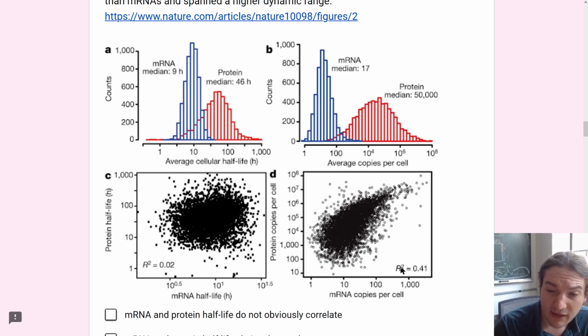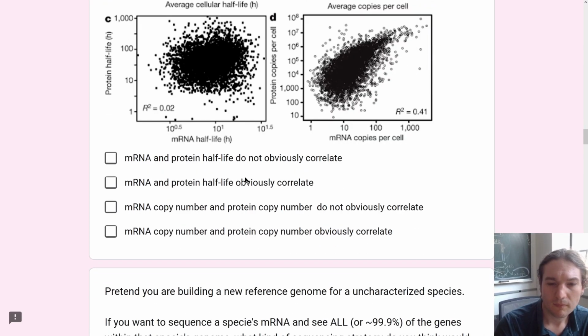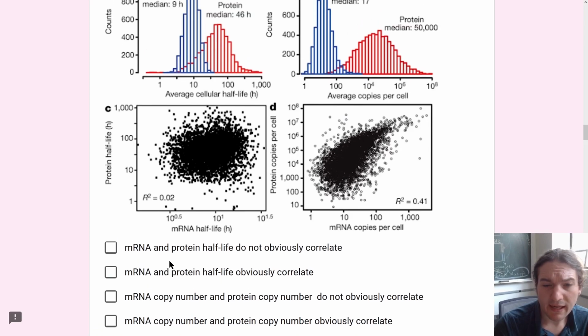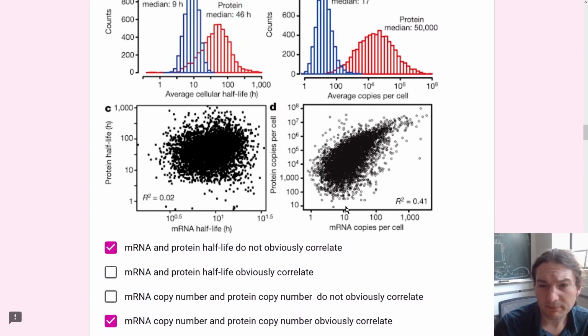Now, on the other hand, the R squared here is 41%, which is saying that our mRNA copy number strongly correlates with our protein copy number. I've also shown here the diagrams just to show that we are actually meeting the tests for correlation parameters. These are both normal distributions, although they definitely have different variances overall. So it's not perfect, but it's pretty good. So mRNA and protein half-life do not obviously correlate. mRNA copy number and protein copy number clearly correlate.